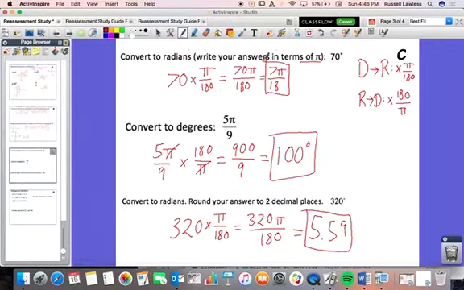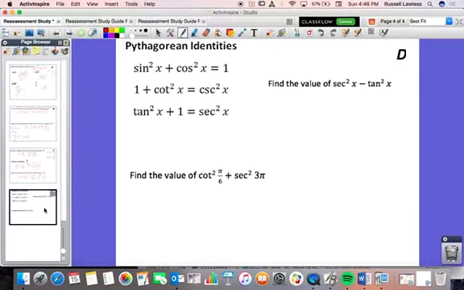Now the last one for this part of the video, I've broken them up into 3 parts so that we can view it in small chunks at a time. We're going to look at the Pythagorean identities. Now the Pythagorean identities will be given to you on the test. You don't have to memorize them, so you're all good.